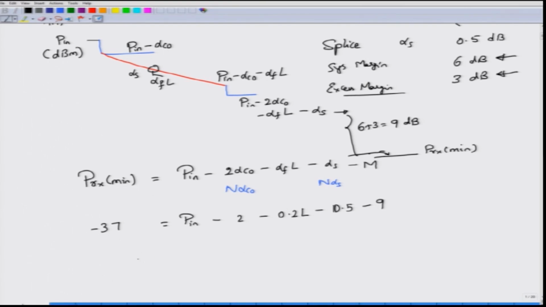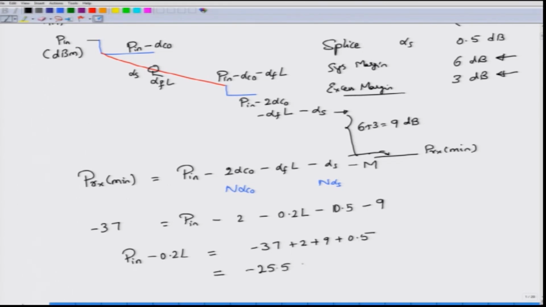So, you can look at this equation. You actually have P in minus 0.2 L is equal to minus 37 plus 2 plus 9 plus 0.5, which turns out to be minus 37 plus 2 is minus 35, minus 35 plus 9 is about minus 26, and plus 0.5 gives minus 25.5.